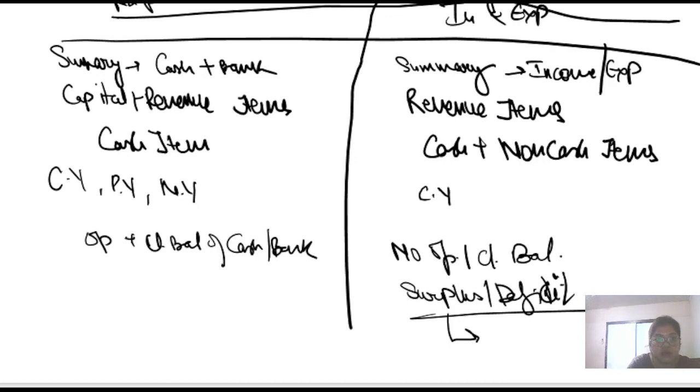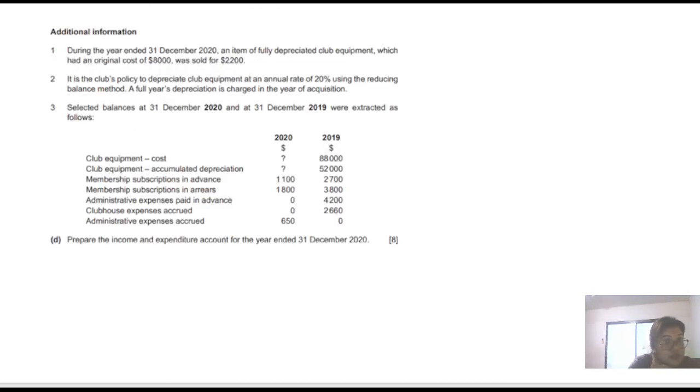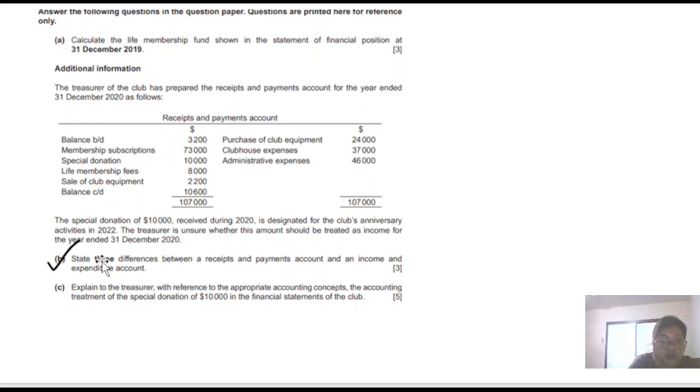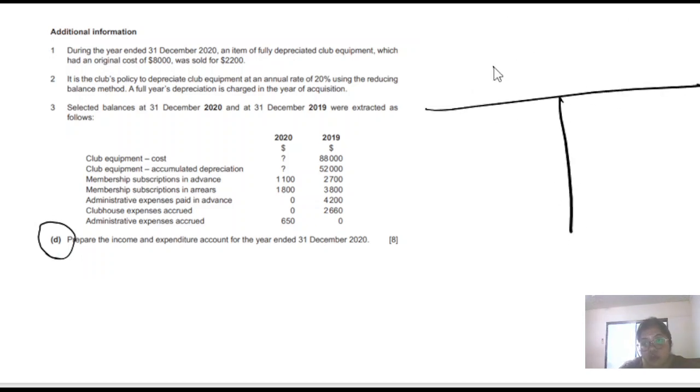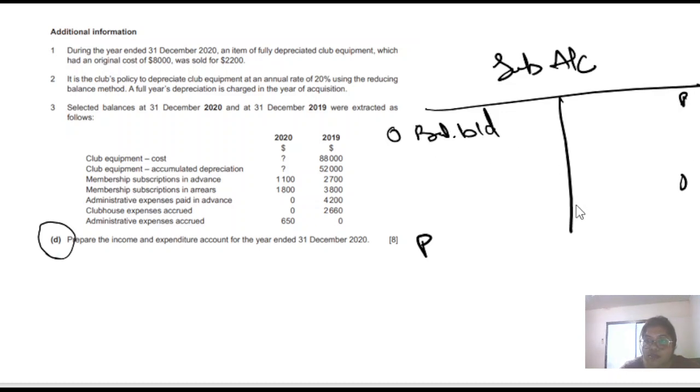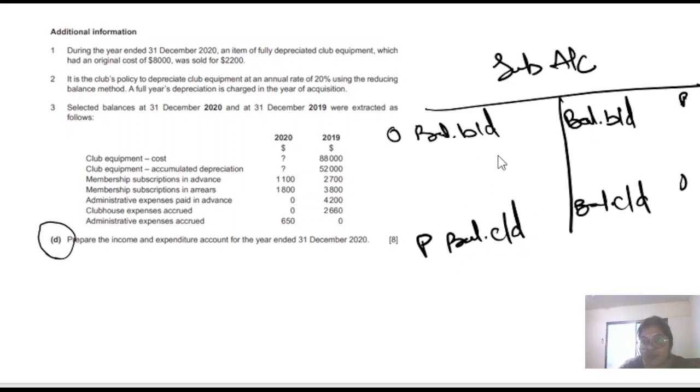You can choose any three because they are demanding only three differences between the receipt and payment account and the income and expenditure account. Now in the next part, before proceeding to the D part, for the income and expenditure you first need to know how to prepare the subscription account. I told you many times, you have to use this trick. O is owing, so owing brought down balance, owing carried down balance, then prepaid brought down balance and prepaid carried down balance. Brought down means opening and carried down means closing.